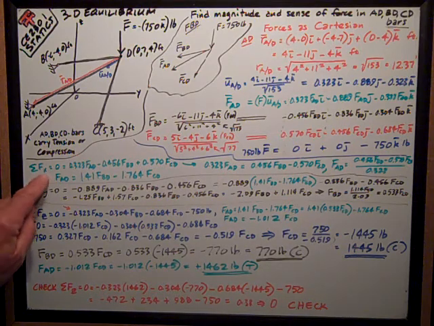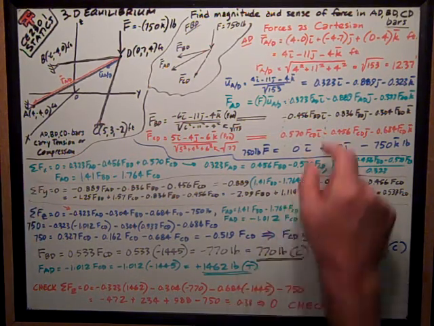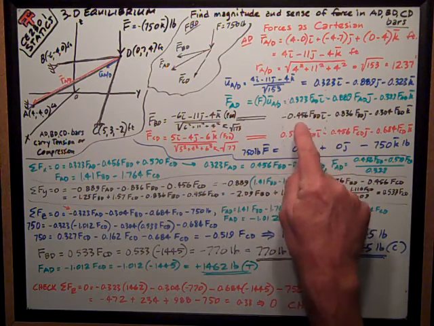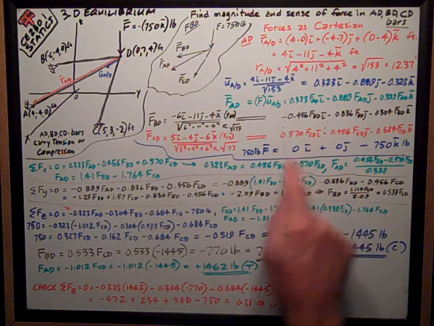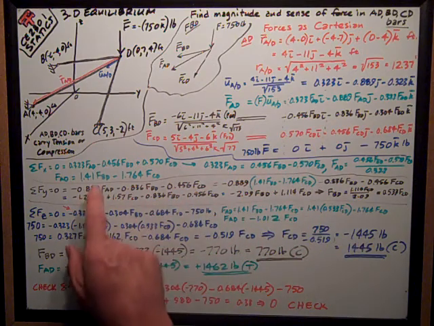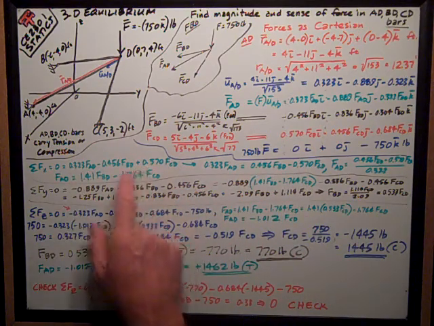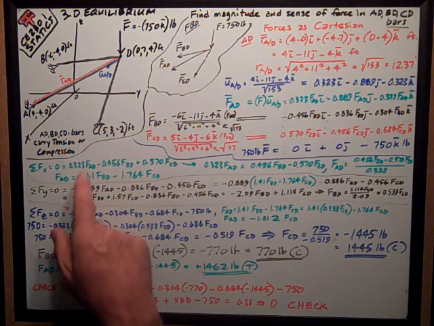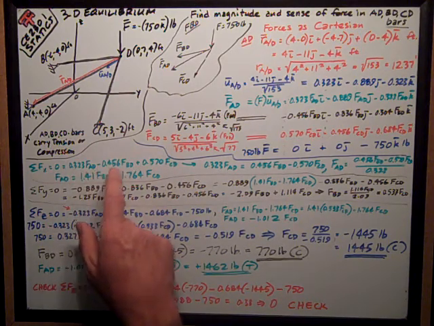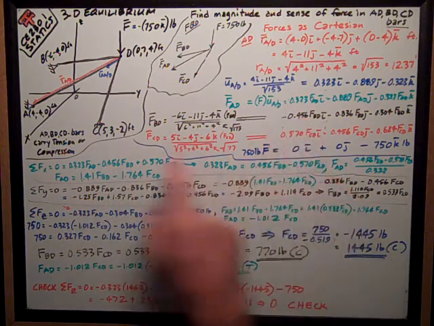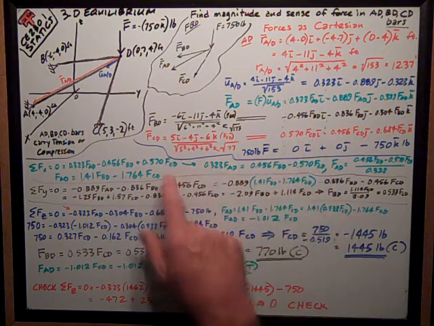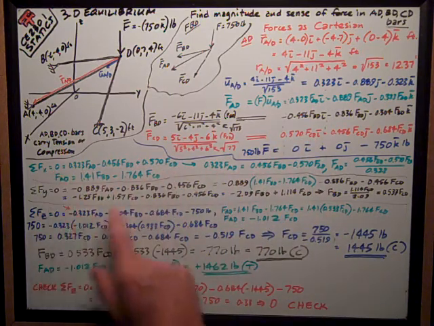So I start off with the sum of forces in the x, and I've got these 3 components: 0.323 FAD, negative 0.456 FBD, and 0.570 FCD. So I write that out as an equation here, observing my negatives and positives. 0.323 FAD minus 0.456 FBD, plus 0.570 FCD. That's all equal to 0.